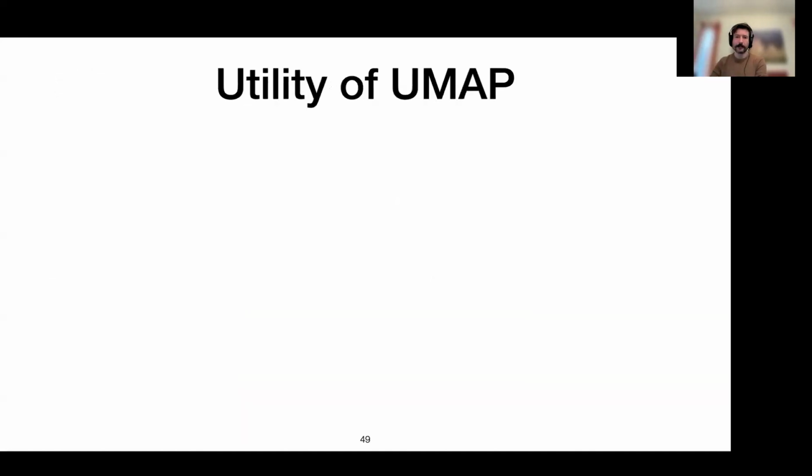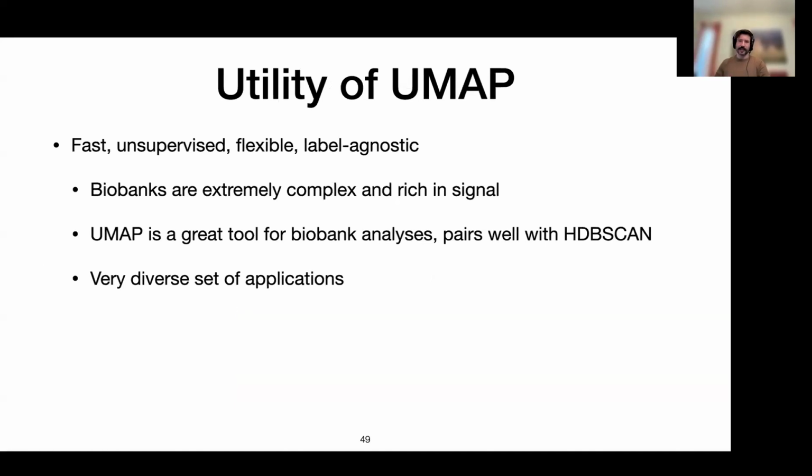So to sort of summarize this section, the UMAP is a huge utility. It's very fast, it's unsupervised, it's flexible, it's label agnostic. You can just run it straight on your data. And biobanks are extremely complex and rich in signal, but I think UMAP is a really great tool for doing these sorts of biobank analyses. And the other thing is it pairs really nicely with an established clustering algorithm, HDBSCAN. And as you can see from all the examples I've given, it's got a really diverse set of applications.